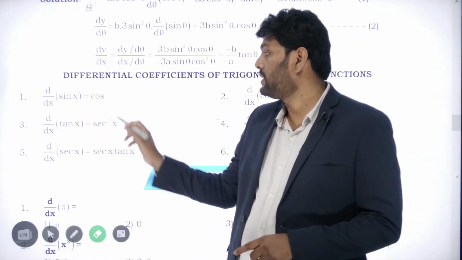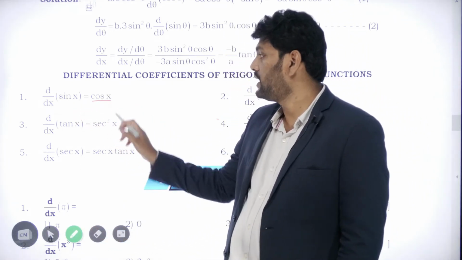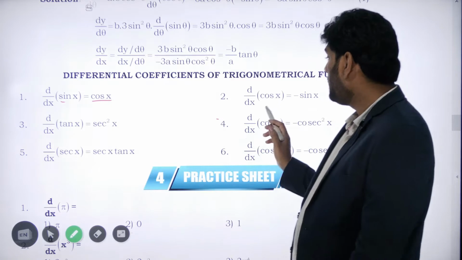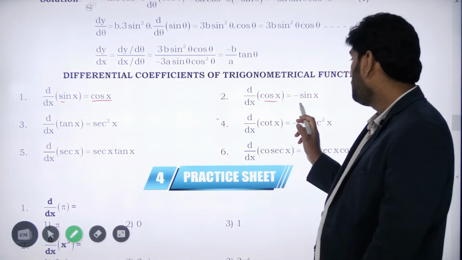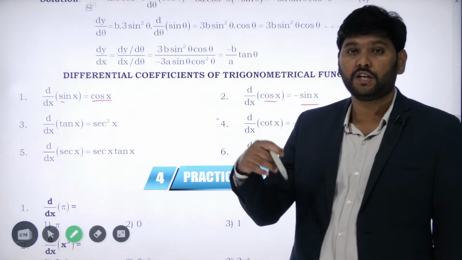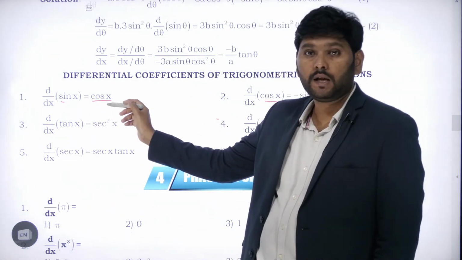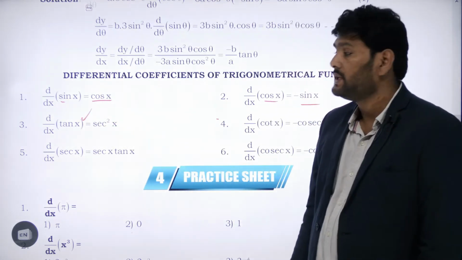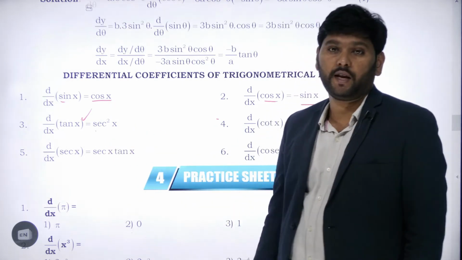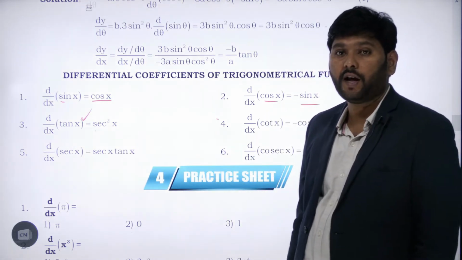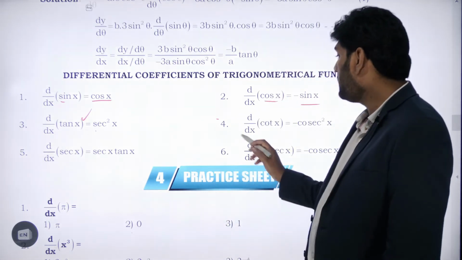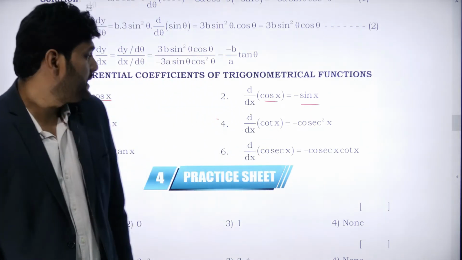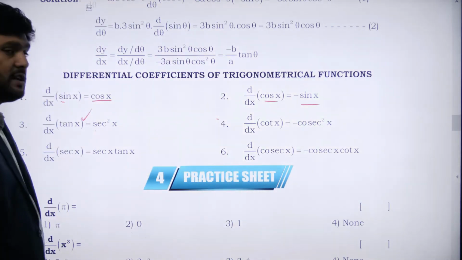Differentiation of sine x is cos x. Similarly, differentiation of cos x is minus sine x. Next, differentiation of tan x is secant square x. Understand? And differentiation of cot x is minus cosecant square x.